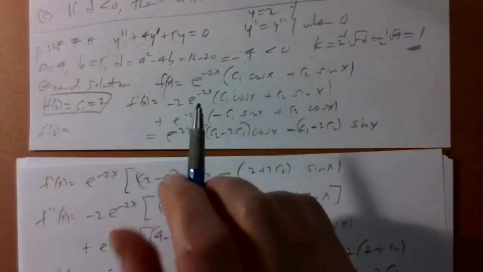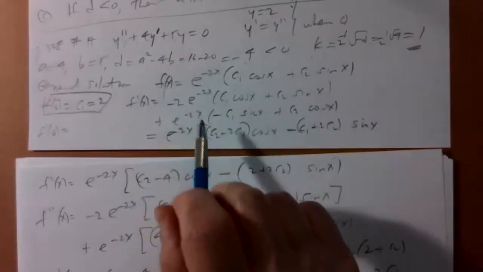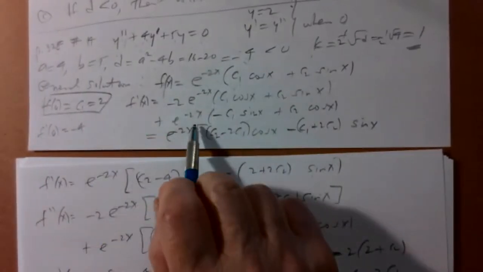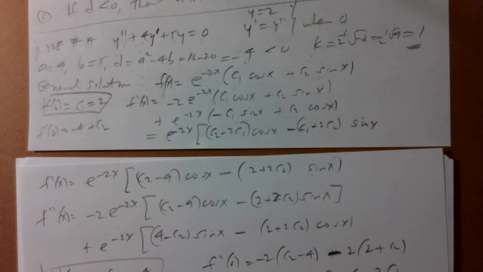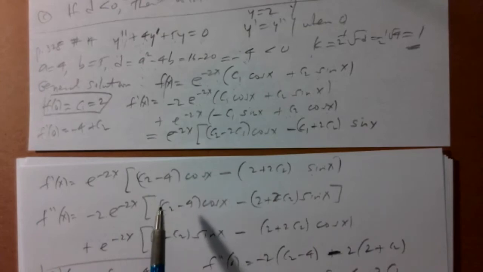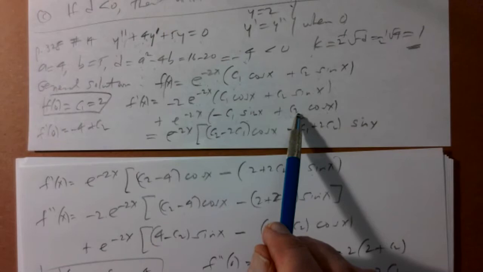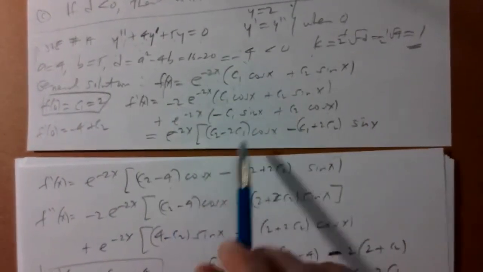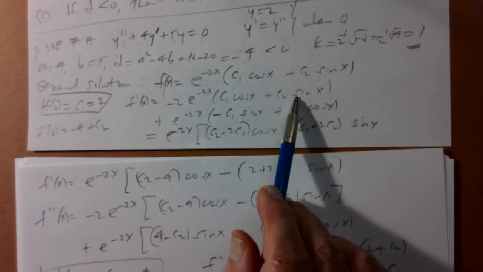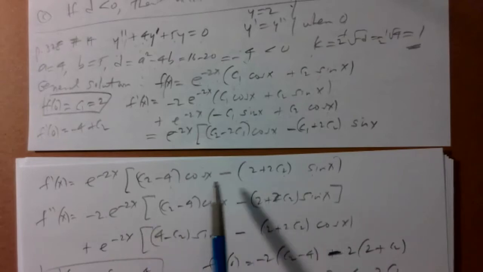So f prime at 0 is equal to minus 2 c1 is minus 4, 0, 0, plus c2. Yep. F prime of 0 is c2 minus 4. We differentiate this a second time. Let me just check that this is correct. I have cosine x times c2 minus 2c1, which is c2 minus 4. And sine x, I have minus 2c2 minus 2. Okay, so this is good.